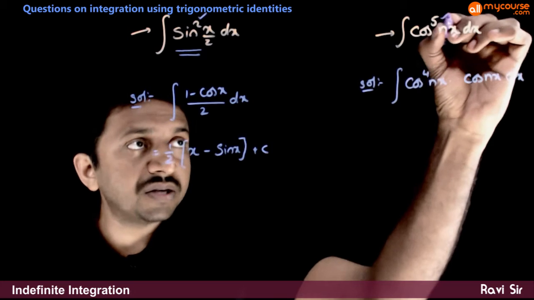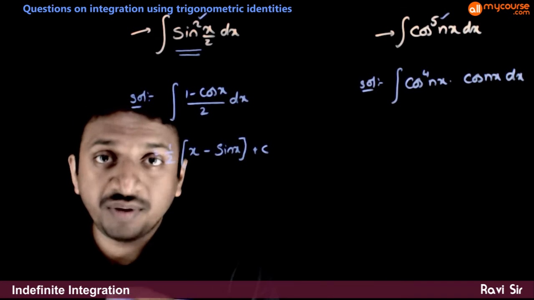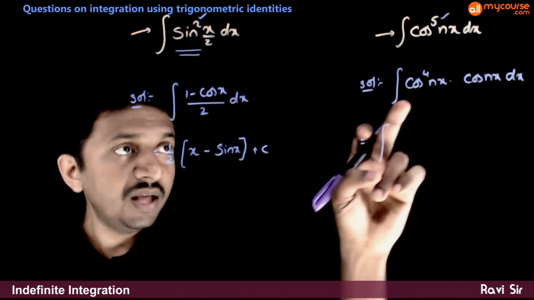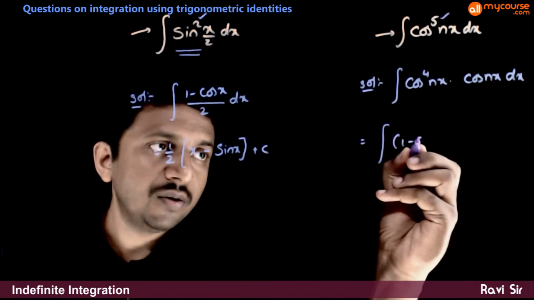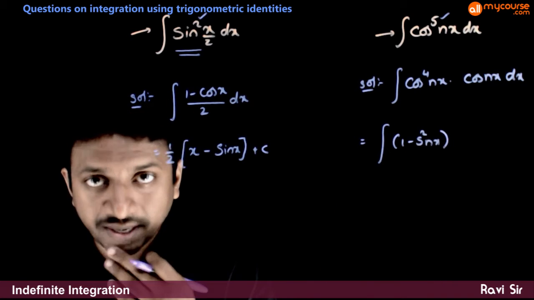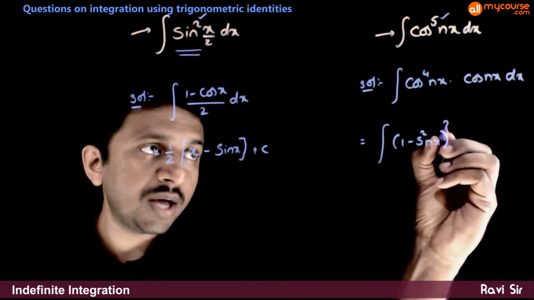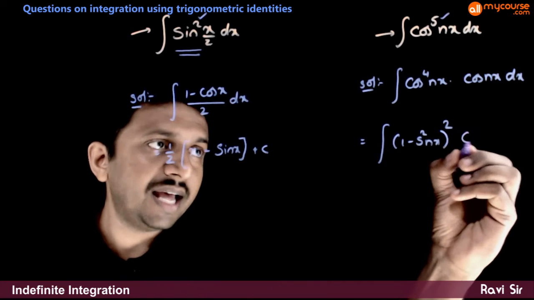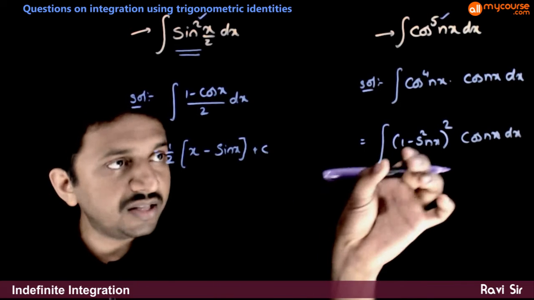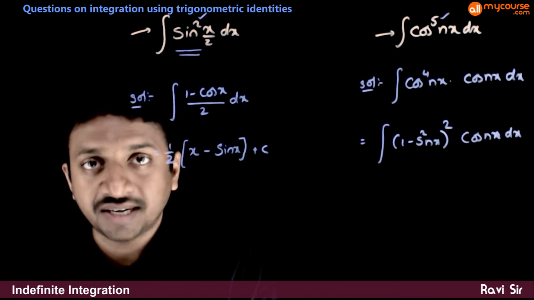So now if the power is odd and you bring one of the terms outside, the remaining power will obviously be even. Now what I can do is, cos⁴(nx) can be written as (1 minus sin²(nx)) whole squared, right? 1 minus sin²(nx) is cos²(nx). So cos⁴ is (1 minus sin²(nx)) whole square times cos nx dx.